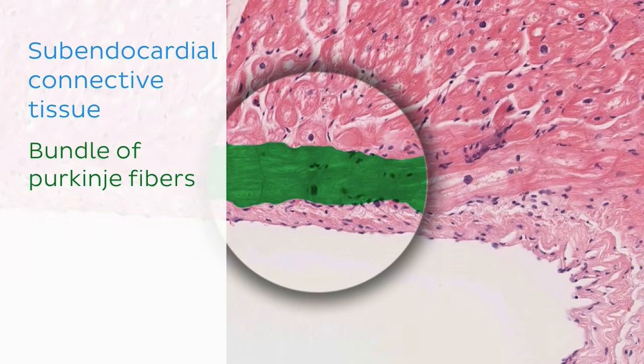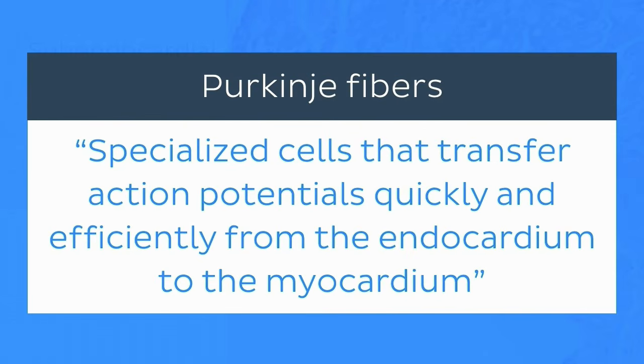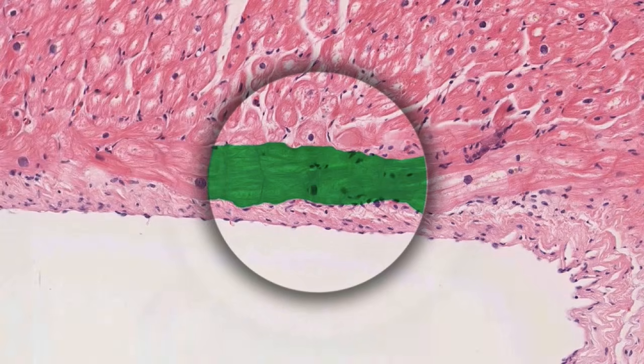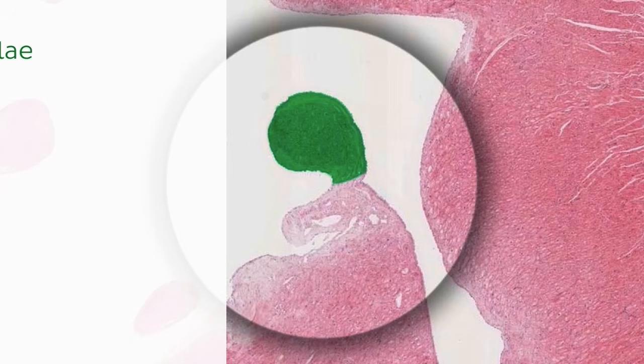The Purkinje fibres are larger than cardiomyocytes and they contain more mitochondria. These cells are specialised for conduction, and keeping in mind that the subendocardial connective tissue is closely associated to the myocardium, the Purkinje fibres are able to transfer an action potential quickly and efficiently from the endocardium to the myocardium. It should also be noted that the Purkinje fibres spread from the atrioventricular bundle of His and go on to innervate the ventricles.